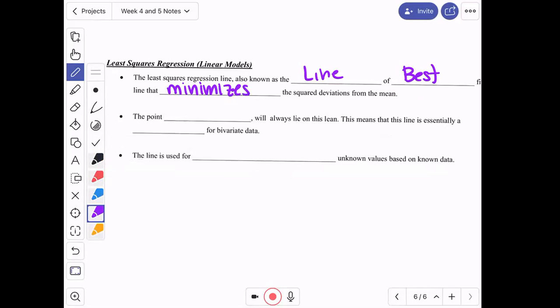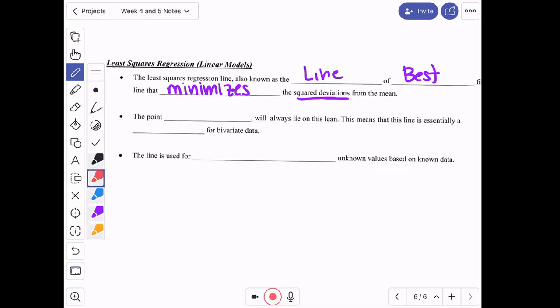It minimizes the square deviations from the mean. We've been talking about deviations all night tonight. Square deviations for variances. It minimizes the square deviations from the mean. It literally wants to make every value away from the mean as small as possible. And it's a line that does this though. And it's a line because you have bivariate data.